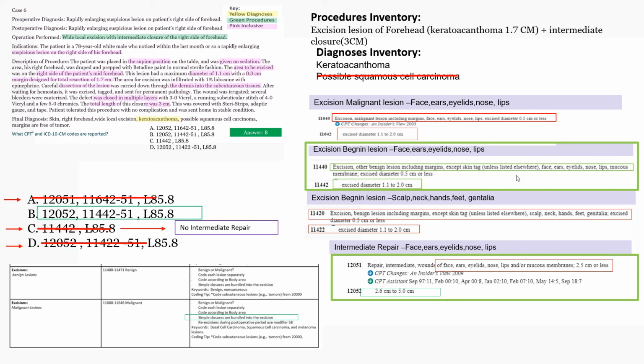Yes, but if you have done your procedure, if you have got your procedure inventories correct, it's easy to crack this scenario. You can just cross check the code options you have with the procedure inventory, and by cross checking with the procedure inventory you can eliminate the wrong ones. And as I said, churning also saves a lot of time.